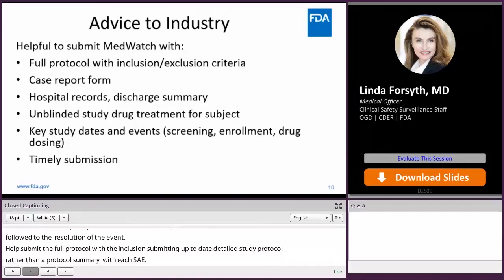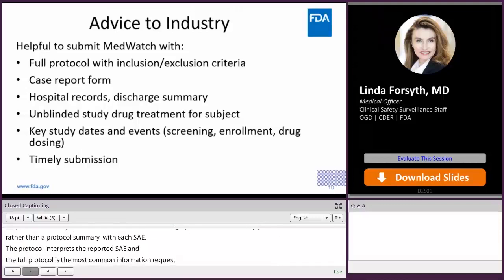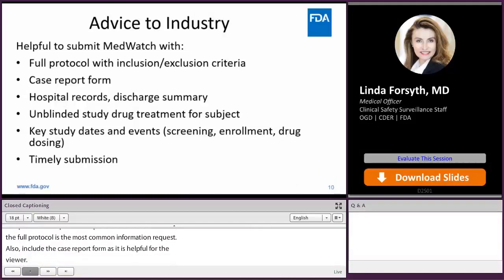Also, include the case report form as it is helpful for the reviewer. Include hospital records and discharge summary if available. For deaths, report the status of the autopsy and include the autopsy report and death certificate if available.